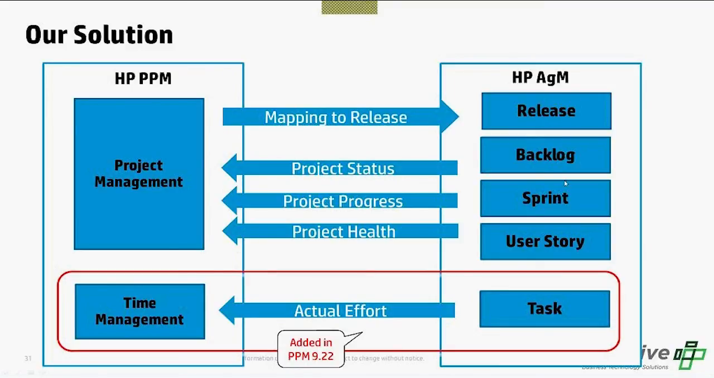The backlog, the sprint, the user stories, all of those come back into the PPM work plan, and this was all done in PPM 9.2, and then the actual effort from the tasks within Agile Manager coming back into time management was added in PPM 9.2.2.